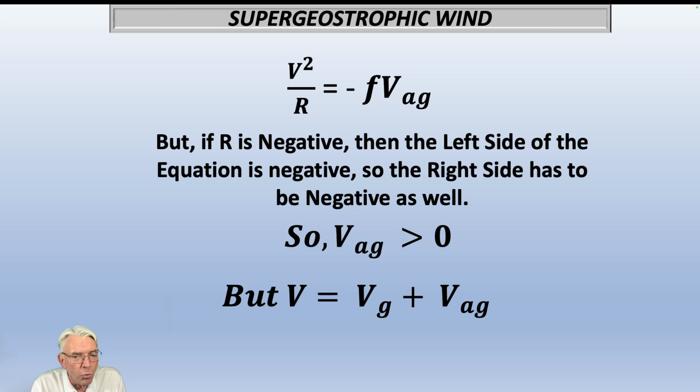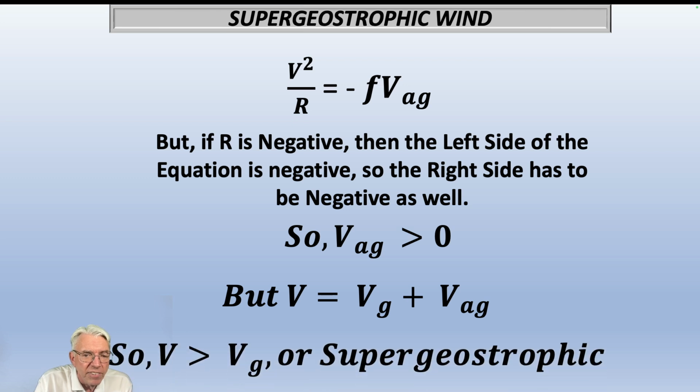But again, the total wind is equal to the geostrophic wind plus the ageostrophic wind. And if the ageostrophic wind is greater than 0, that means that V has to be greater than the geostrophic wind, or what we call supergeostrophic, okay? So if you think about an upper air map, maybe where we have a big ridge like this, and then it turns anticyclonically, and then it goes down and curves cyclonically in a trough. The winds in the part of the flow that is anticyclonic in the ridge are going to be greater than the geostrophic wind, and in the belly of the trough, they're going to be less than the geostrophic wind, okay?